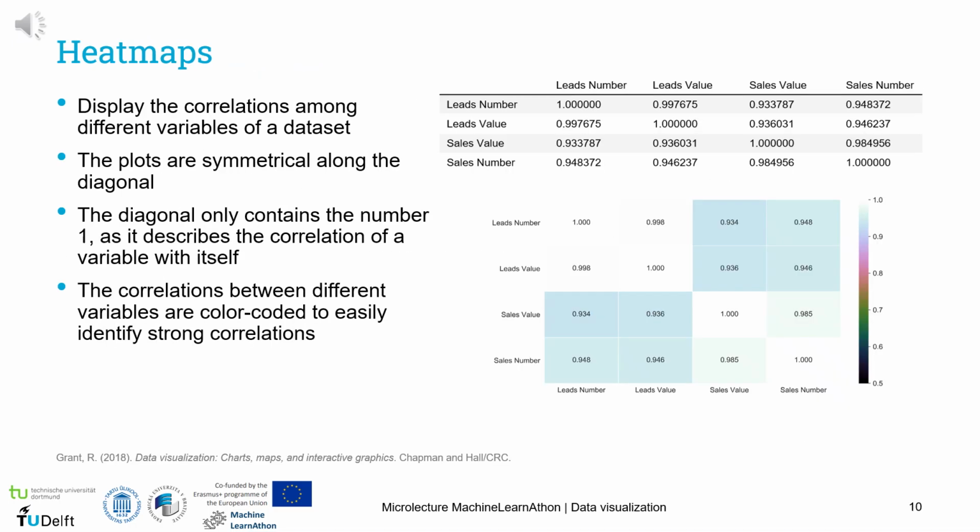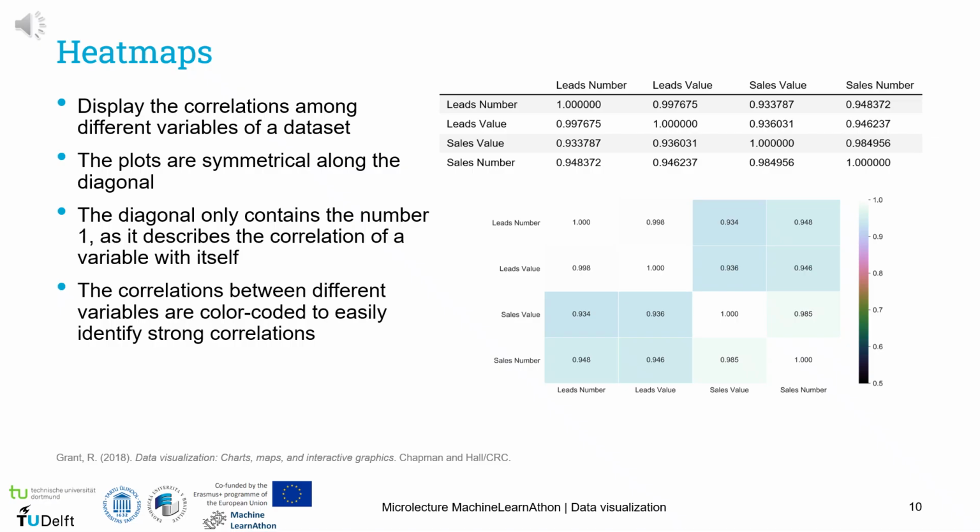Heat maps are very useful if you have many variables within your dataset and want to get a first glimpse of the correlations among those variables. The table on the right-hand side you usually don't see, it's just created internally, but it calculates the correlation between each of the numerical variables and all the other numerical variables. Obviously, the correlation between each variable and itself is 1. That is why there are only 1s in the diagonal of the heat map.